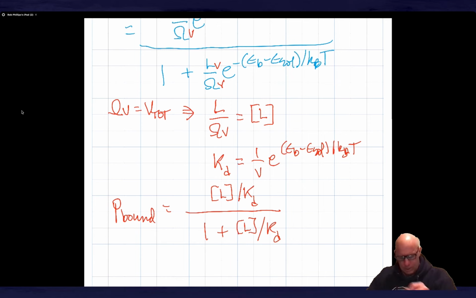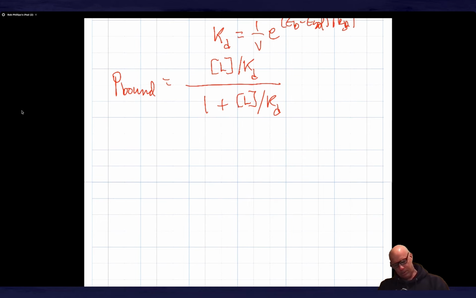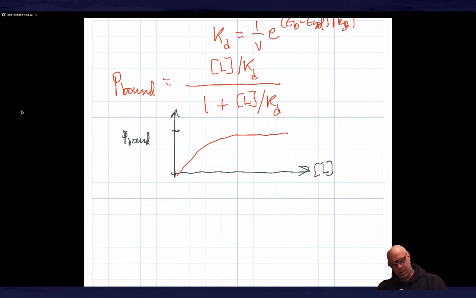So, just to remind you, if I were to plot this thing, this axis is the concentration of L, this axis is P bound, which runs to 1, then the curve is going to look something like this, and this concentration is Kd, and that corresponds to the binding probability of 1/2. In other words, when the concentration is equal to Kd, then the binding probability goes to 1/2.